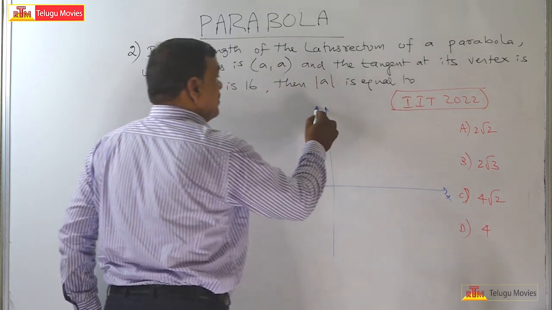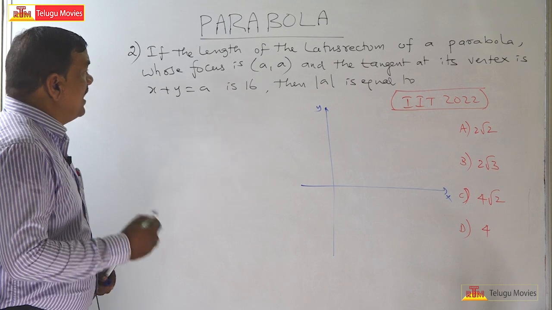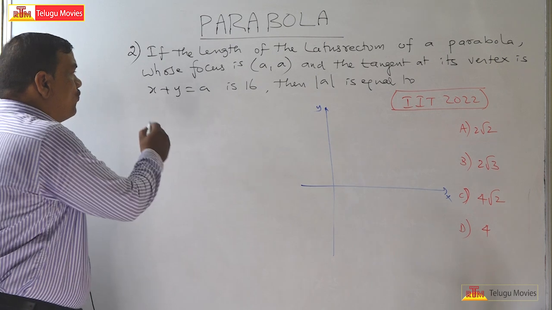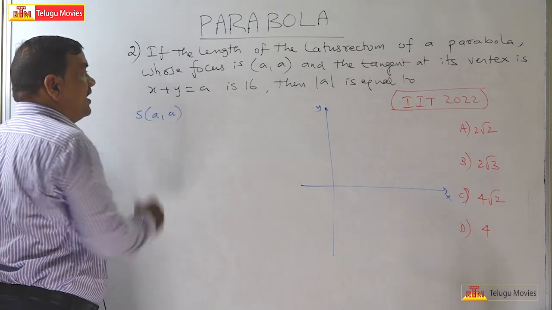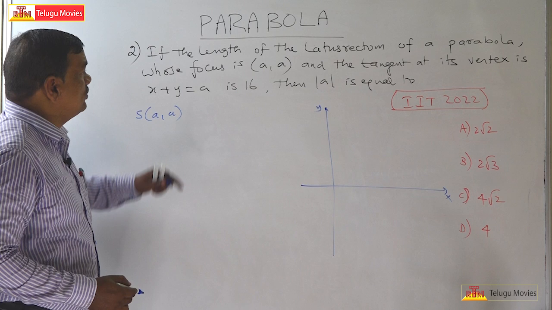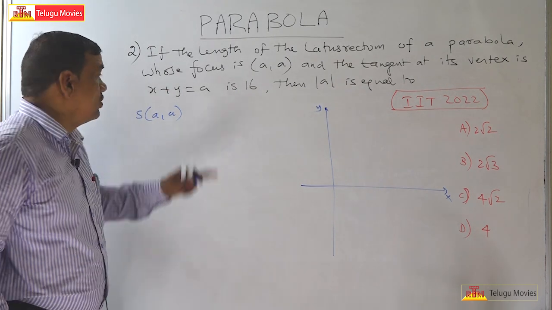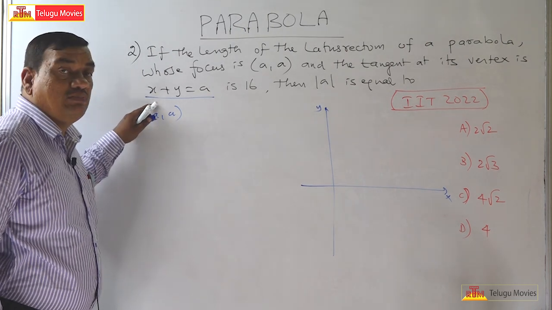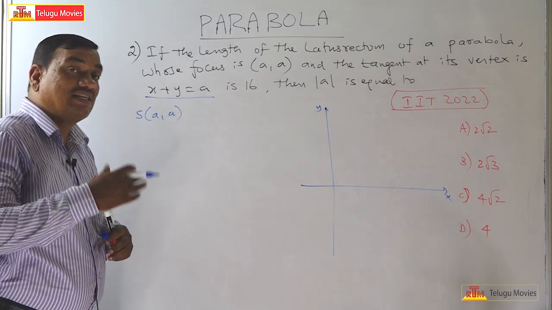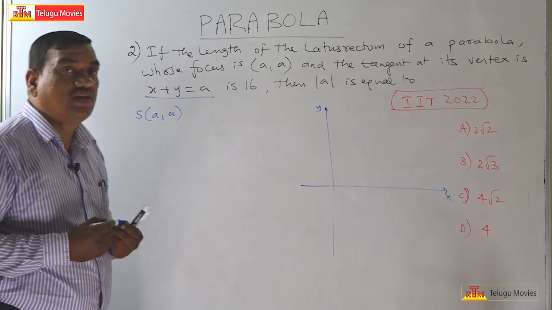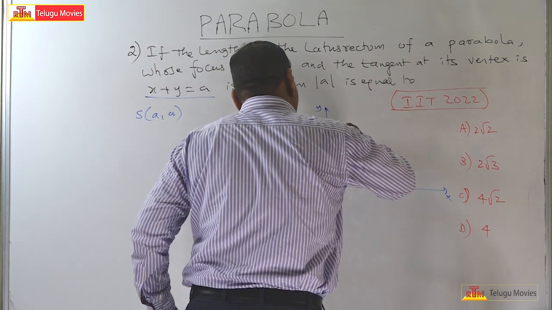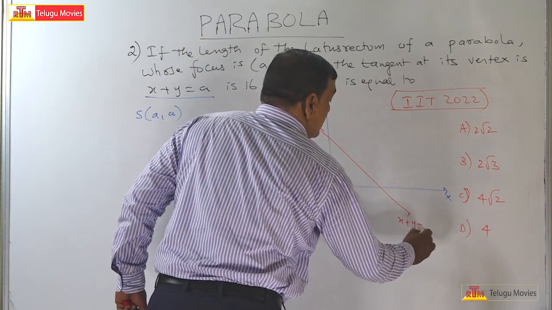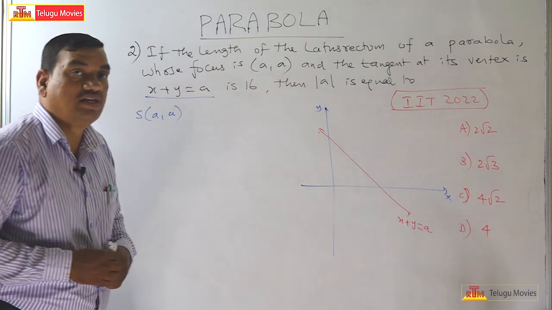So x-axis and y-axis. The focus is given as a comma a, and the equation of the tangent at the vertex is also given. The equation of the tangent is x plus y is equal to a. That means x by a plus y by a is equal to 1, that is, x intercept is a, y intercept is a. First I will draw that straight line. So this is the line x plus y is equal to a.